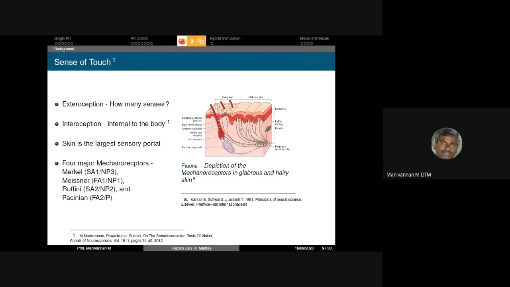Let me start with an introduction to touch. The sense of touch is what we call one of the fundamental senses of humans. Although we have 26 different senses, all of these can be classified into 5 major senses. Among these 5 major senses, we call touch a fundamental sense because the other 4 senses depend on it. Without this fundamental sense, other senses cannot exist. That is our claim. For example, we have a paper on the somatosensation basis of vision. Vision cannot exist without touch. That is our claim. If you are interested, please take a look at it.